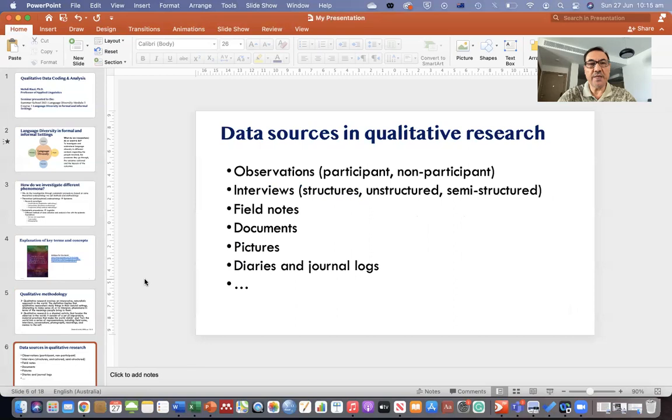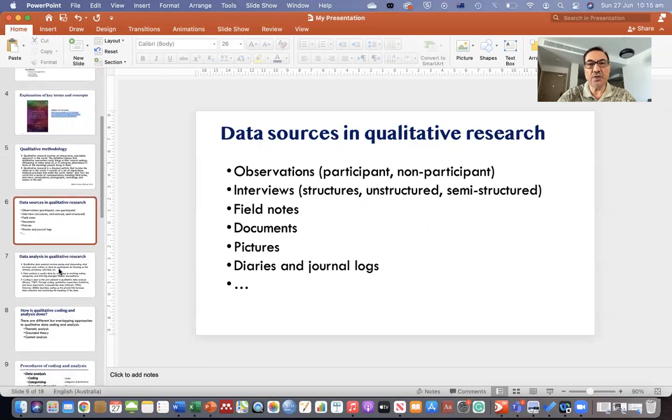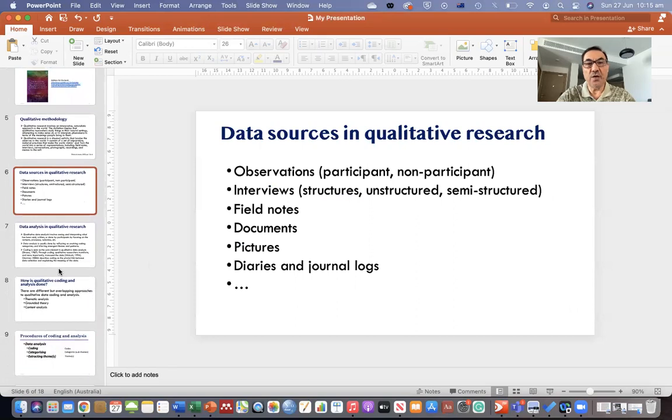Okay, so basically we can say that in qualitative research, data sources include observations. Researchers are observers, and they can take either a participant or non-participant observer role. And also interviews. Qualitative researchers usually interview participants in order to get their viewpoints and reflections. These interviews could be structured, unstructured, or semi-structured, which you are familiar with or you can read about.